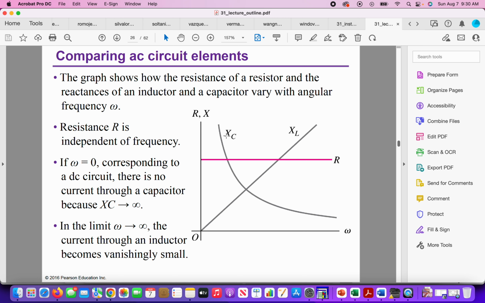For the capacitor, it's the opposite. Therefore, if omega is 0, corresponding to a DC circuit, there is no current through a capacitor, because XC goes to infinity. In the limit where omega goes to infinity, the current through an inductor becomes small, because the reactance is very high.